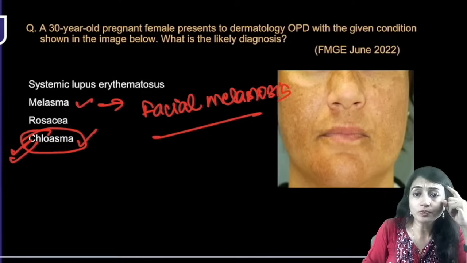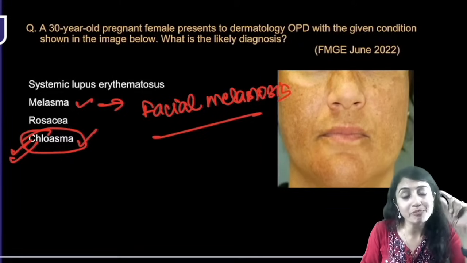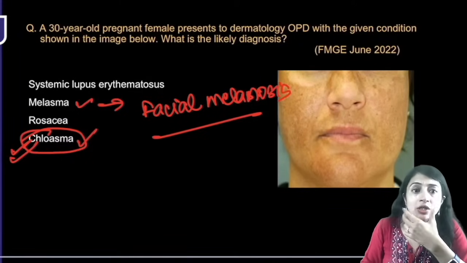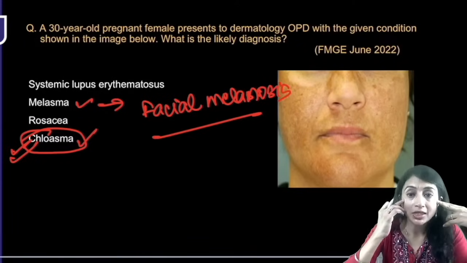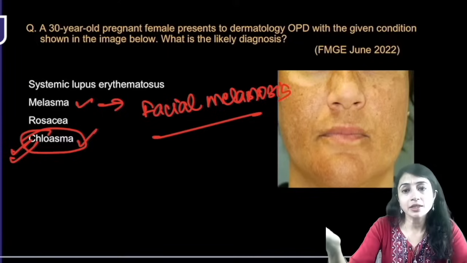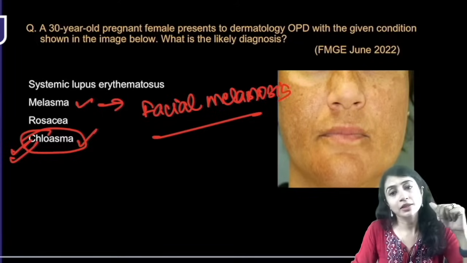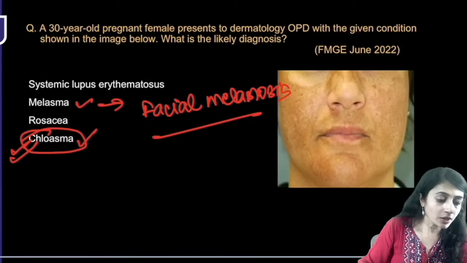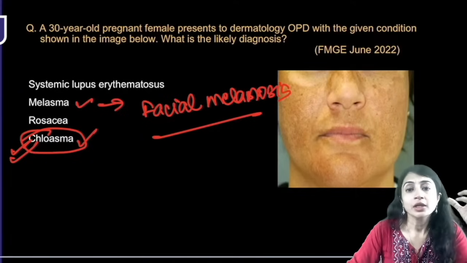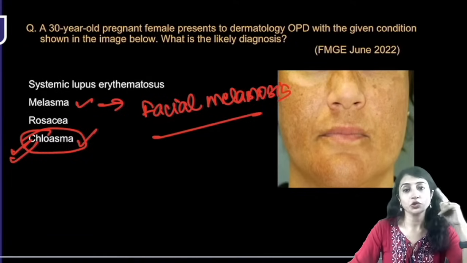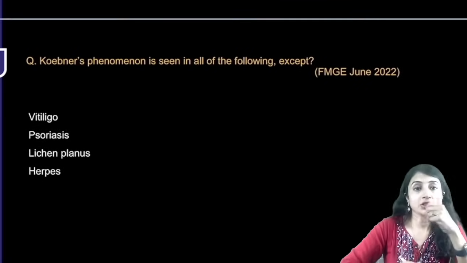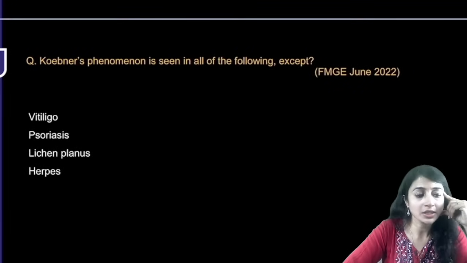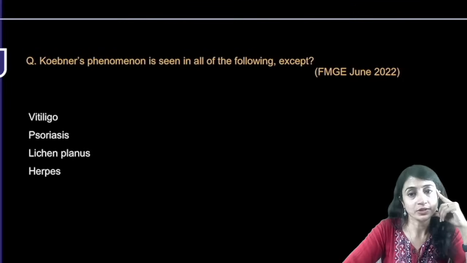Okay, look at the other options. SLE presents with malar rash, butterfly rash. Rosacea, on the other hand, presents with telangiectasias and redness. Here I am seeing pigmentation, and here the answer would be cloasma. I hope you all are clear now and you will read all the options in the questions when they come. Next question. Koebner's phenomenon is seen in all of the following except.